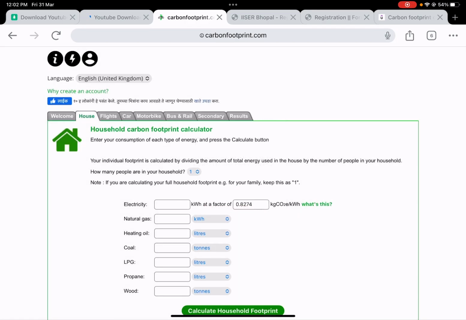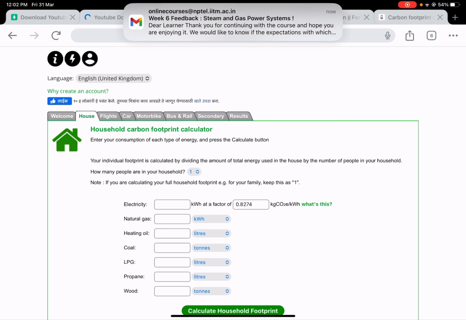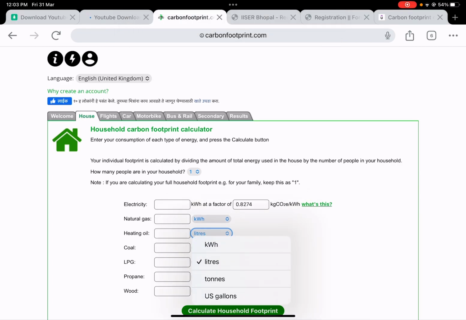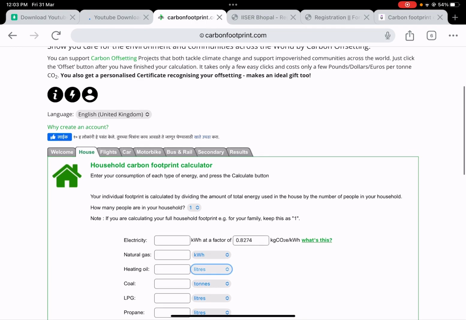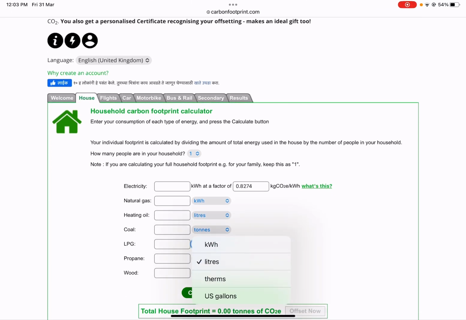right? Same thing about LPG, how much one is consuming for LPG in terms of either therms or in kilowatt hour. For heating oil, how many liters of heating oil one is consuming, how many tons, how many US tons, or you can also express it in kilowatt hour. Same thing about LPG, how many cylinders also could be one of the ways of asking the data, right? So again, these features are inbuilt in the calculator. We can go for a detailed calculation by putting in as many questions as possible. So this would be the consumption for a household.